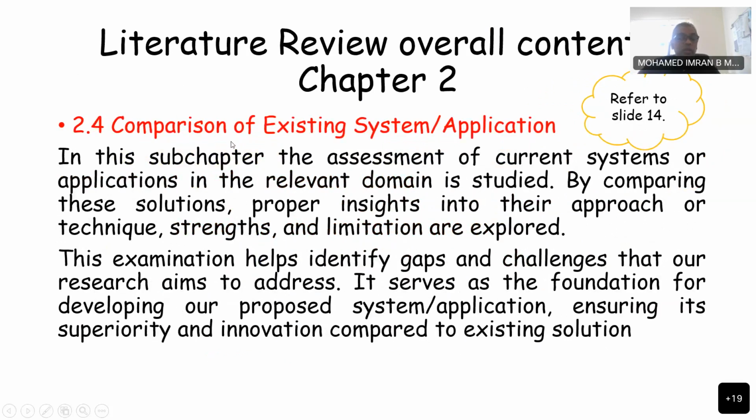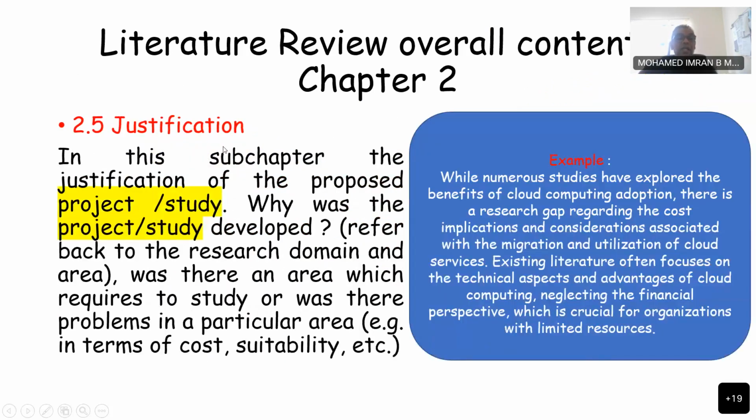Okay, so 2.3, 2.4. Finally, you already explained everything, you have already known, you have to justify. What is this? Why are you doing this? Why is it so important? So this is where you have to identify. Maybe you identify by saying that, okay, everything is good, but it costs more. Okay, so here in this example, I write in this subchapter, the justification of the proposed project is presented. So these are the questions that you have to answer in this particular chapter.